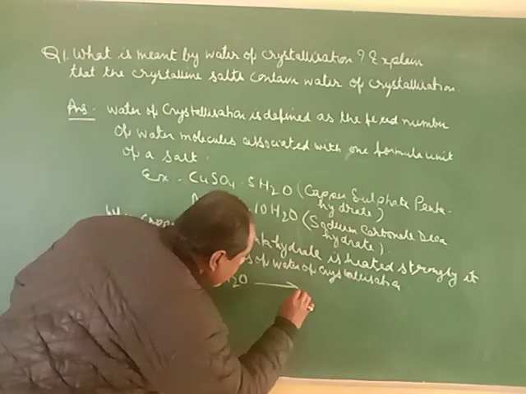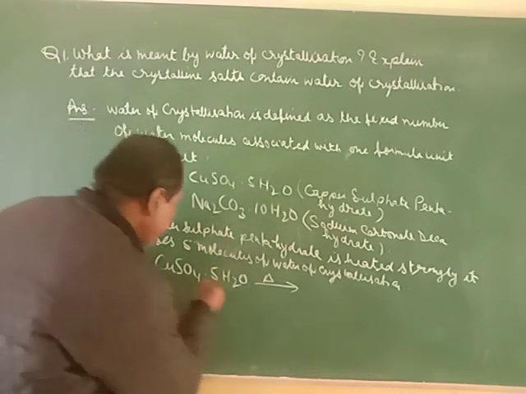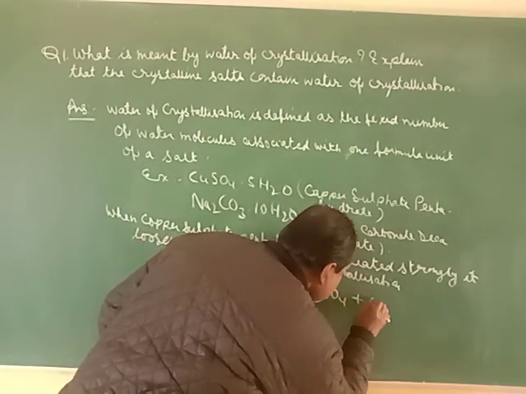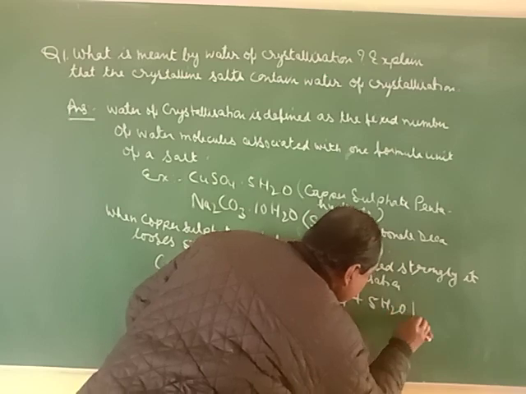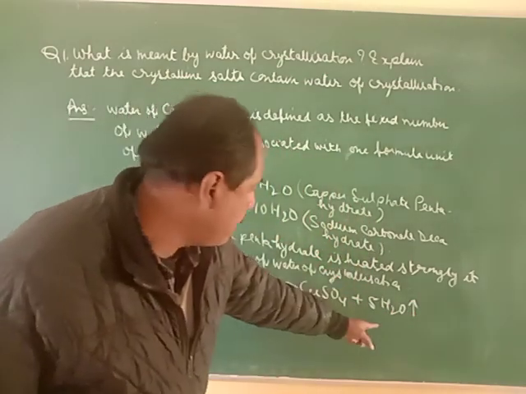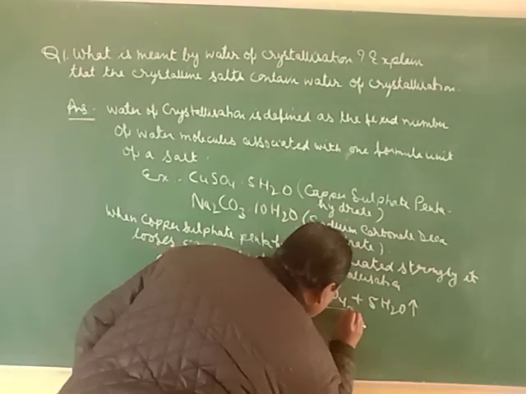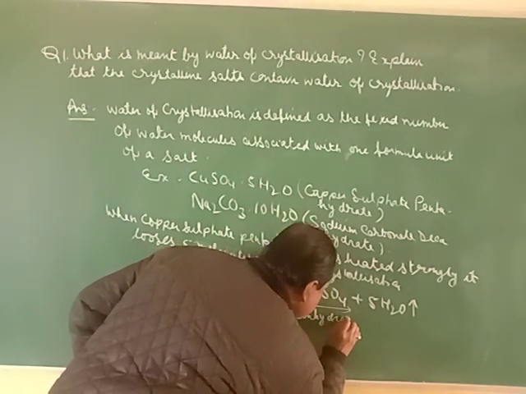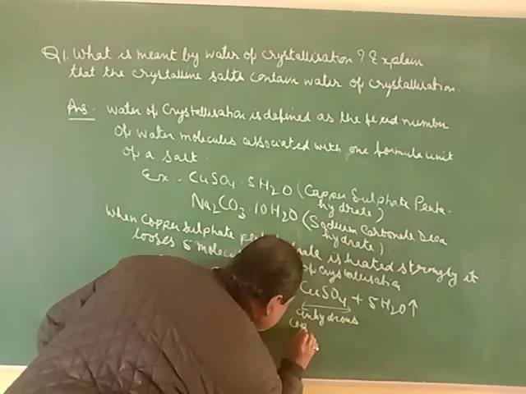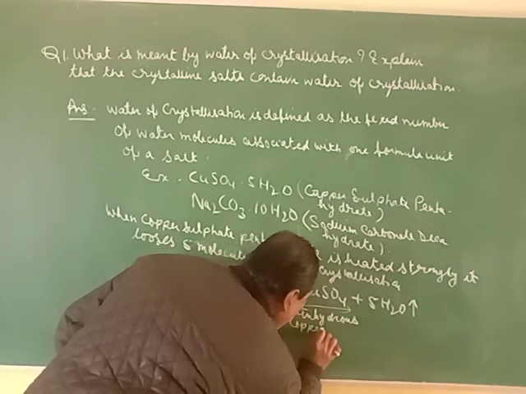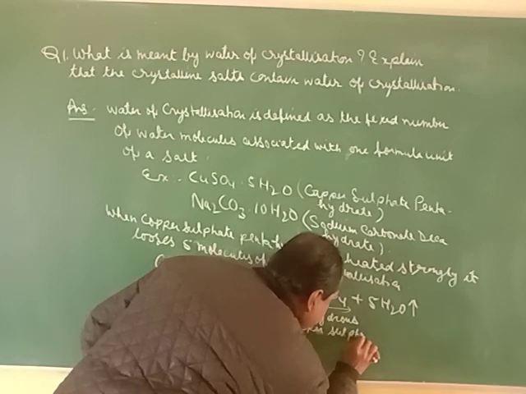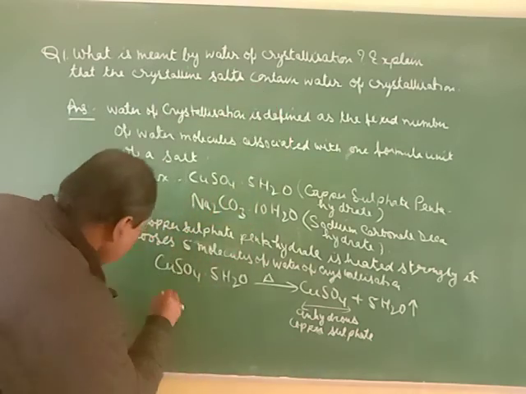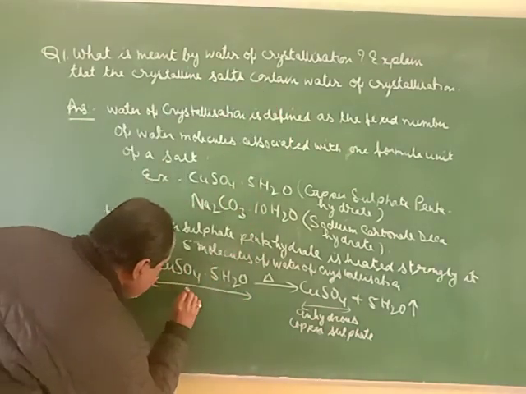CuSO4.5H2O. When it is heated strongly, what happens? It forms CuSO4 plus 5H2O. This 5 molecules of water is liberated, and formation of anhydrous copper sulfate takes place. Now students, this color was blue color.